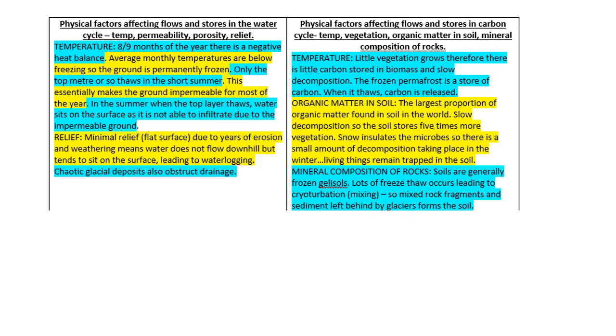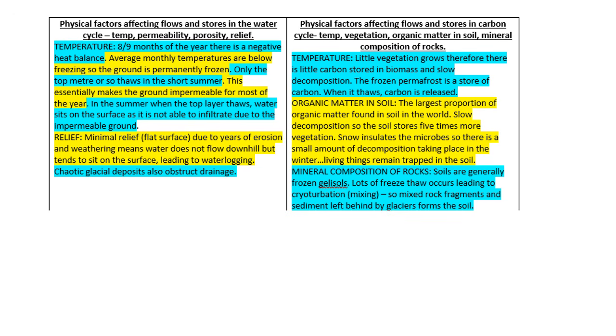Okay, we need to be able to talk about physical factors that affect the flows and stores in the water cycle and then in the carbon cycle. So physical factors include temperature. 8 or 9 months of the year there's a negative heat balance. Average monthly temperatures are below freezing, so the ground is permanently frozen. Only that top metre or so thaws in the short summer season. So that makes the ground impermeable for most of the year. In the summer, when that top layer thaws, water then sits on the surface. It's not able to infiltrate because it's impermeable.